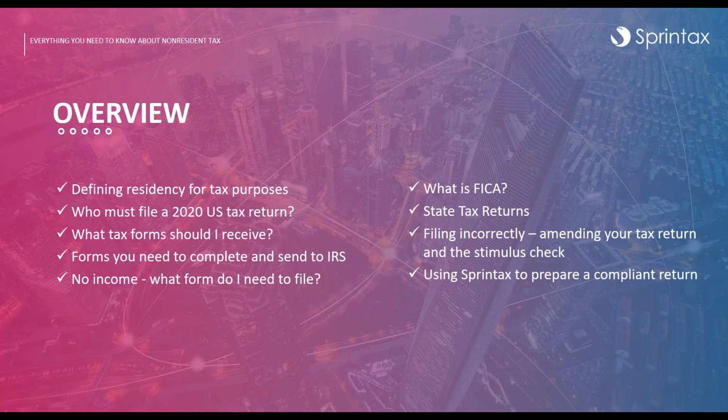So what are we going to focus on? First, we're going to have a look at defining residency for tax purposes. We're going to have a look at who must file a 2020 US tax return. We'll look at what tax forms should be received, forms you need to complete and send to the IRS, what happens if you don't have any income, what is a FICA return, and then we'll look at state returns and filing incorrectly, and then the actual Sprintax software.